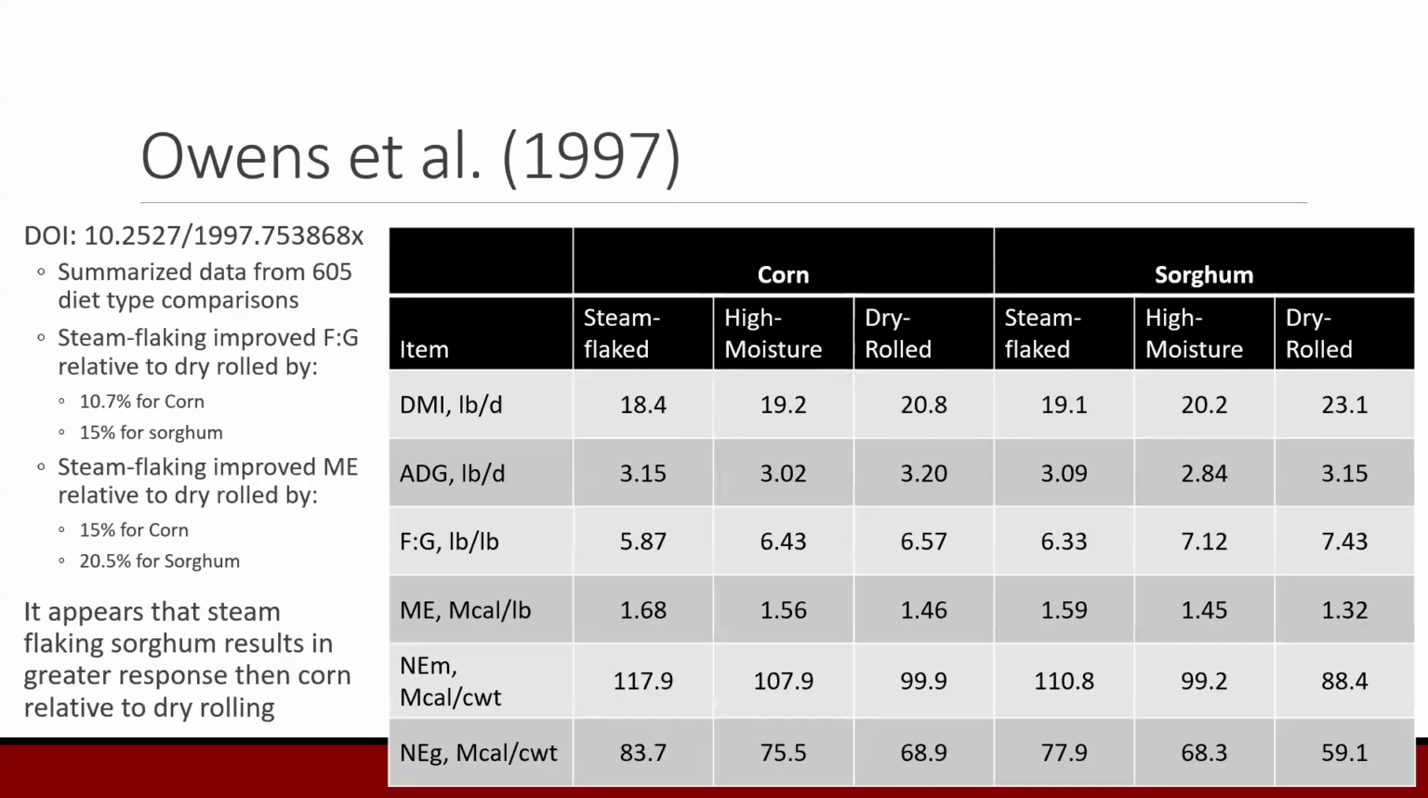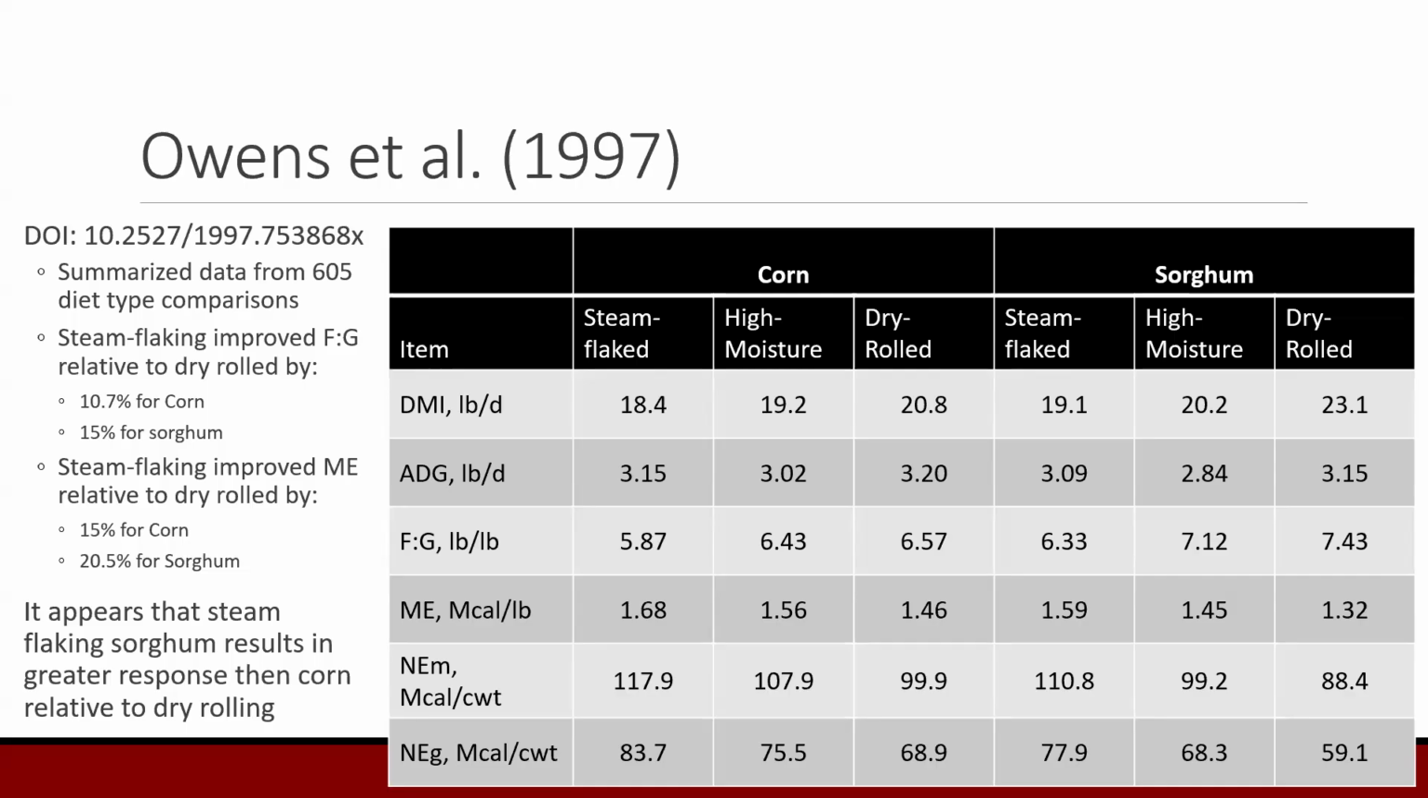All right, this data is from Owens and others, 1997, and it pretty much aligns well with the NASEM tabular values. So they looked at 605 different diet type comparisons. This was kind of a meta-analysis approach. Steam flaking improved feed to gain relative to dry rolled corn by 10.7% for corn and 15% for sorghum. So again, that benefit of going from dry rolled to steam flaked is greater when you're processing sorghum than when you're processing corn. Okay.